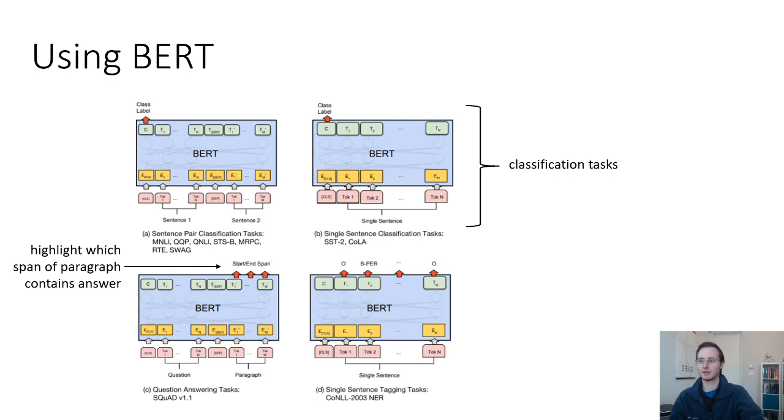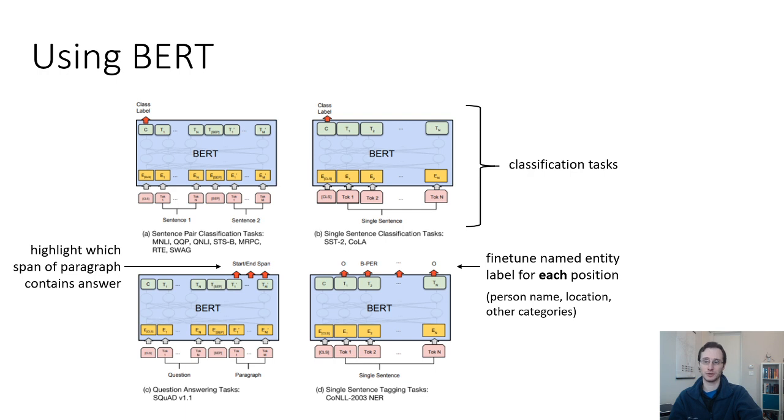Single sentence tagging, so this is named entity recognition. Here the goal is for every token, output a class for that token, which is which type of entity it corresponds to, like a person name, a location, or some other category. So it's essentially a label at every position. Same exact deal, just replace the language model loss with the loss that you want at every position, and then fine-tune the whole thing.